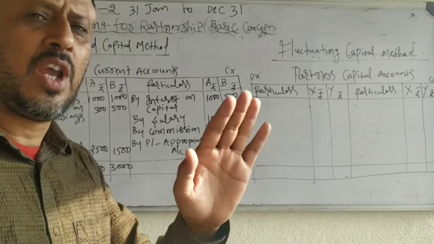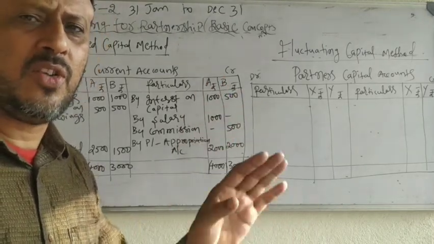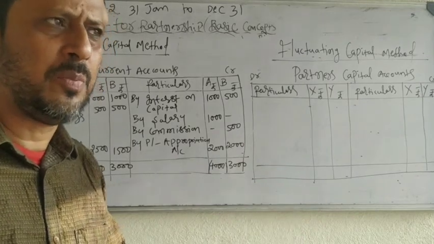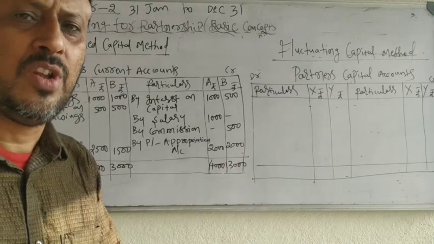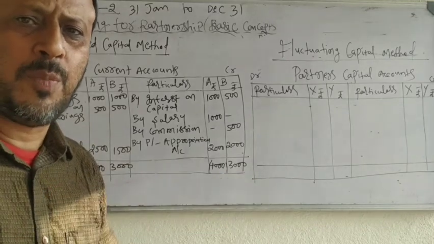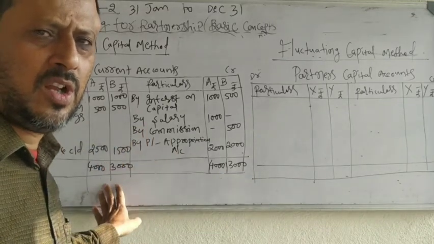What you have to write? Capital balance under this method. Capital balance of partners is recorded in partners' capital accounts, and all other adjustments such as interest on capital, interest on drawings, salary, commission were recorded in partners' current accounts. Because of this type of recording, the capital balance remains fixed year after year.